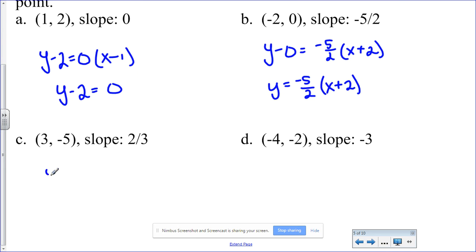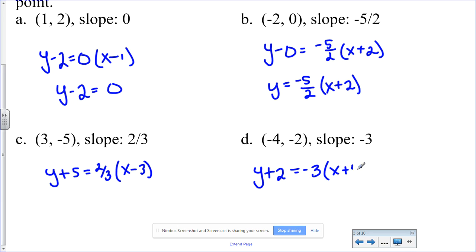For c, y minus negative 5 becomes y plus 5. That's going to equal 2/3 for my slope times quantity x minus 3. So since it was a positive 3, we're going to do minus in the parentheses. And then the last one, y minus negative 2 becomes y plus 2. Negative 3 is my slope. And then x minus negative 4 becomes an x plus 4. So that's how you plug the slope and a point into point-slope form. Okay, and the reason it's called point-slope form is because we have a point and the slope in the formula.